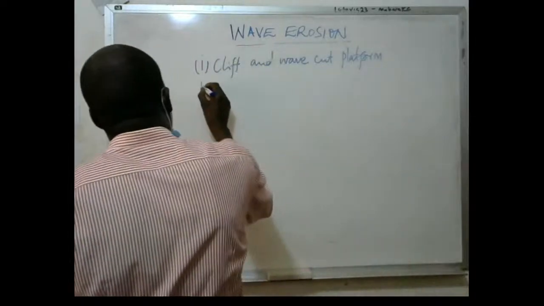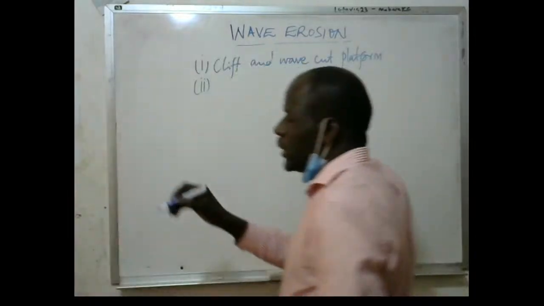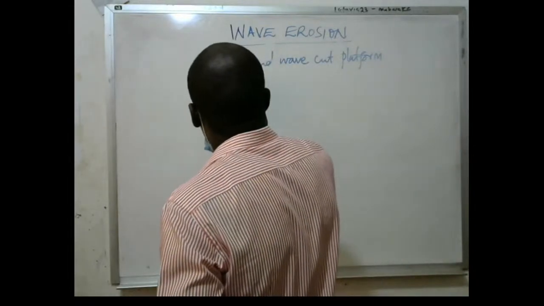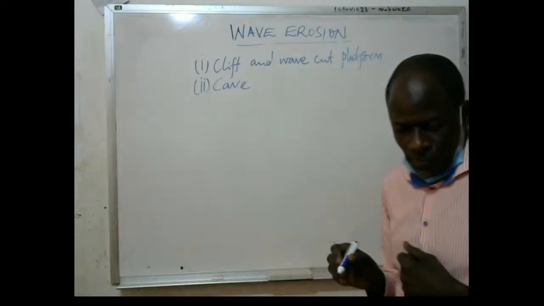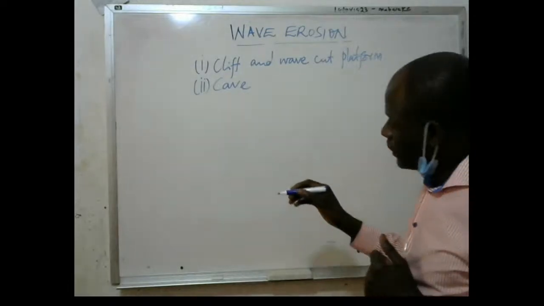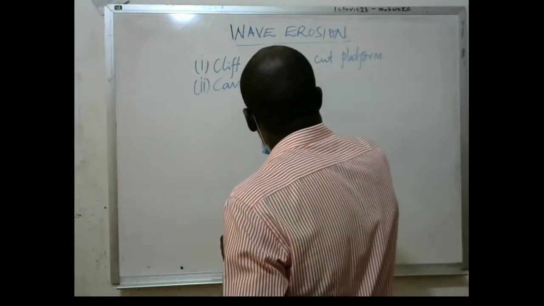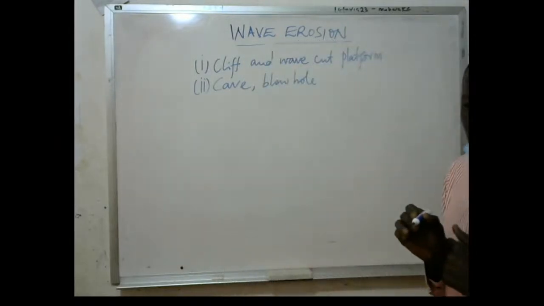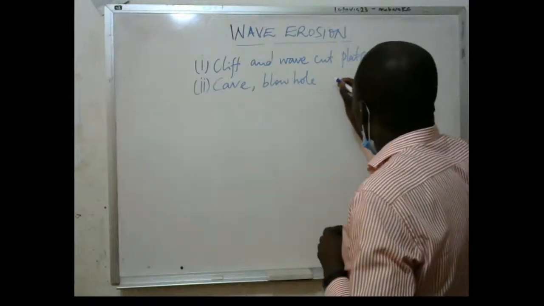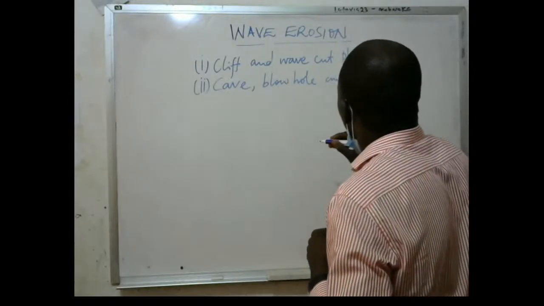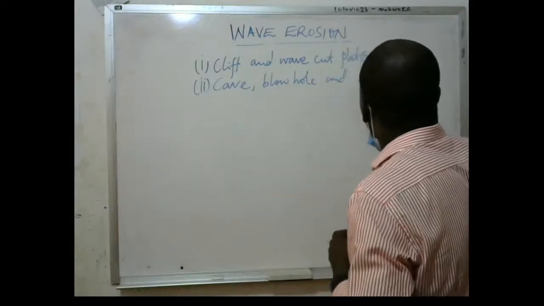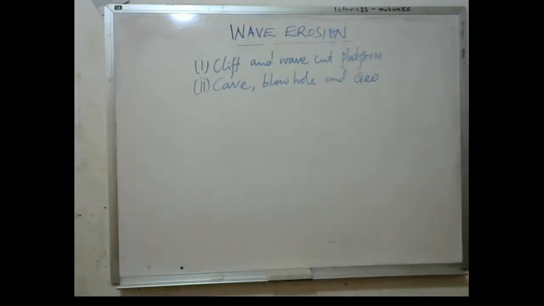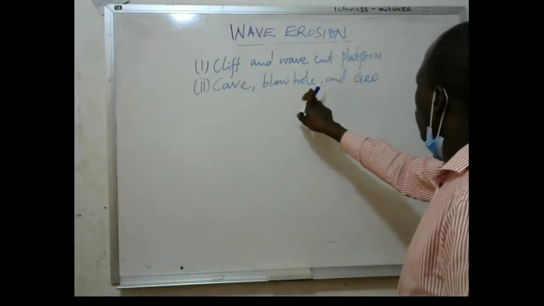The second category or family is of 3. This category includes a cave. Then it has another one called a blowhole. And then a third member of this family is called a geo. So we have cave, blowhole, and geo.